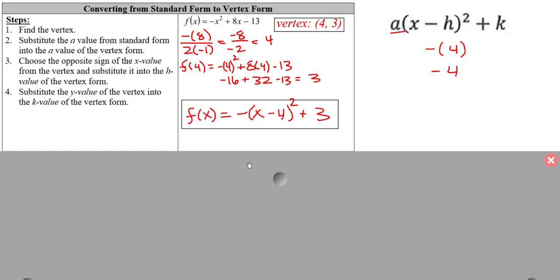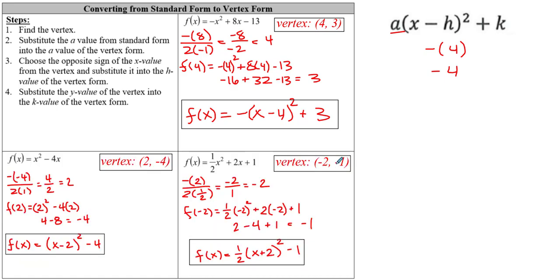All right, go ahead, stop that video right here. Try the next two on your own. Watch me work this example out again if you need to. This one is really not too difficult. It's just a matter of following those steps. Find that vertex, then start plugging those values in. All right, pause the video, come on back, see if you got what I got.